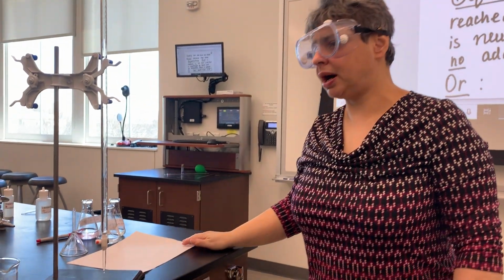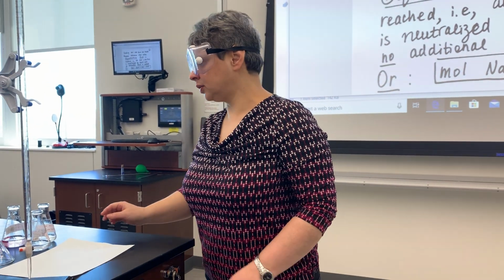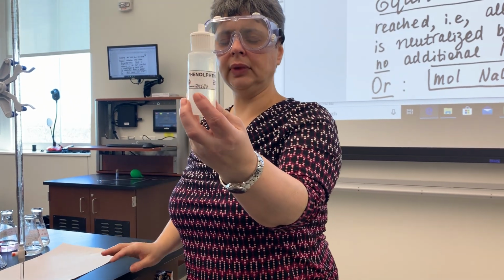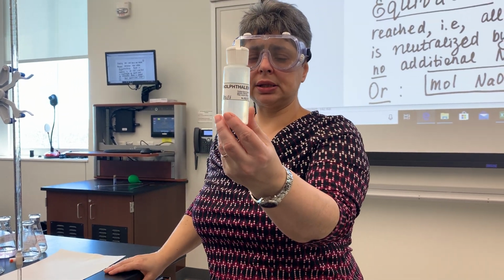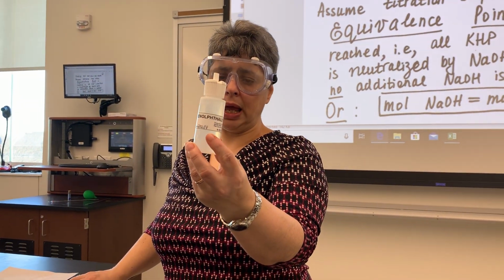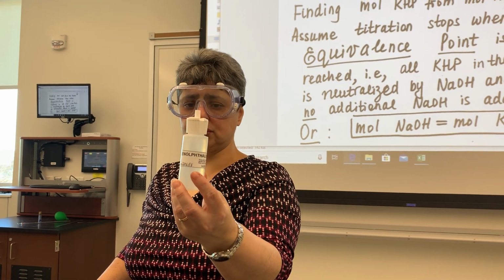Now we're going to talk about the use of the indicator in this experiment. The indicator used in this experiment is called phenolphthalein. It's an organic substance that here is used as a solution in alcohol, and we typically add about 2 to 3 drops of this indicator to any of the solutions.